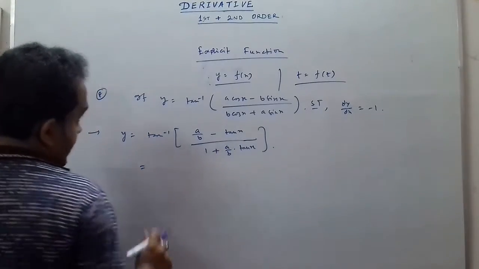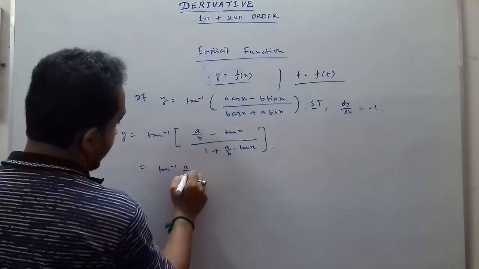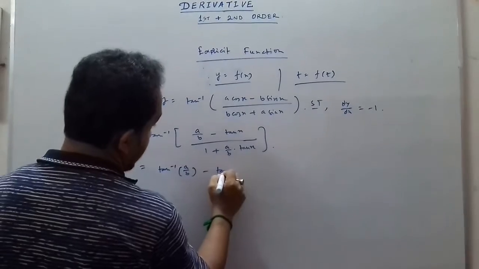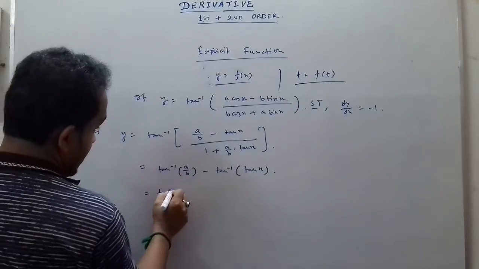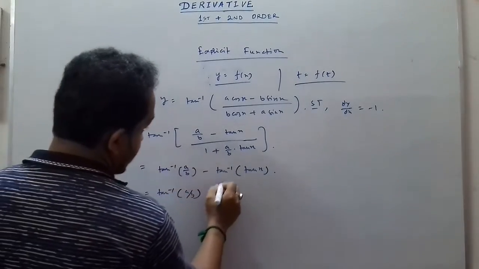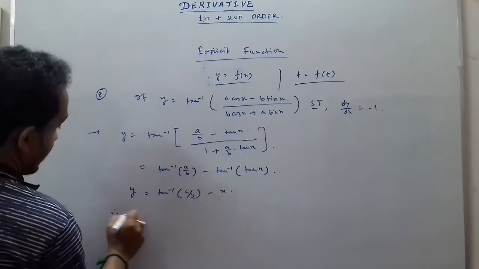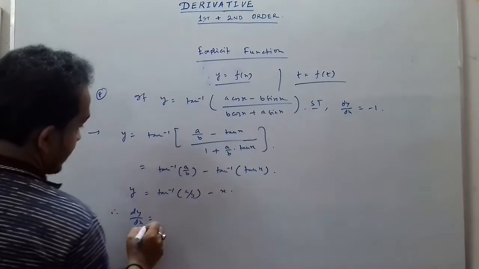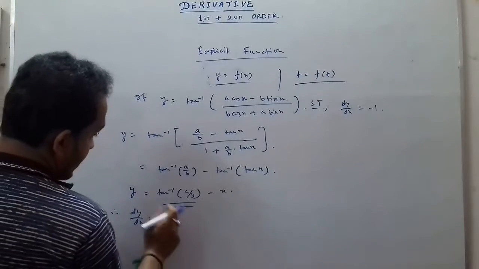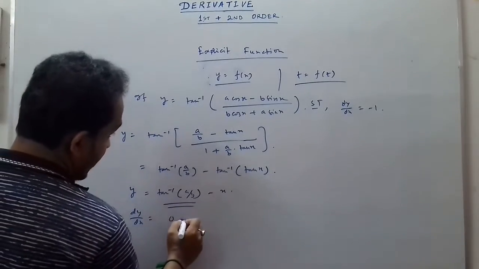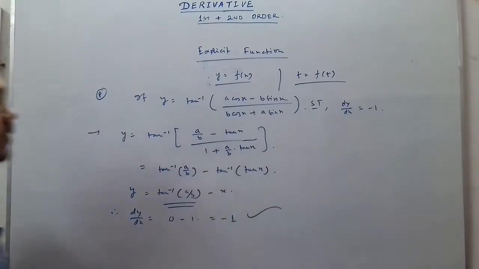Now applying the inverse trigonometric identity, we get here tan inverse of a over b minus tan inverse of tan x, that is tan inverse of a over b minus x, since tan inverse and tan cancel. So y is equal to this. Therefore dy by dx is equal to, this one is a constant, it does not involve x, so the derivative of the constant is 0, minus the derivative of x, which is 1, so it is equal to minus 1. Hence proved.